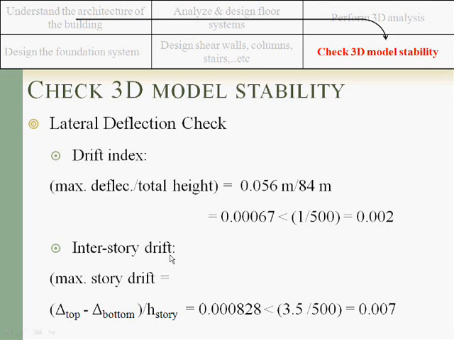And we have checked the interstory drift, which is the maximum deformation at the top of the story minus the deformation at the bottom of the story divided by the height of the story. You can get this value, which is 0.00082, and it is less than the interstory limit, which is the height over 500.